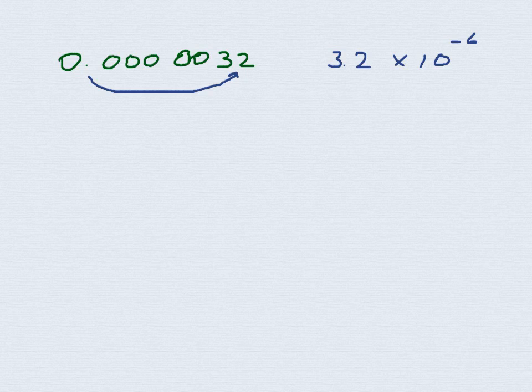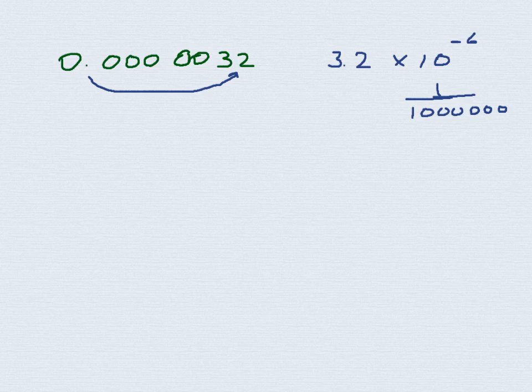10 to the negative 6 is basically the same as dividing by 6 factors of 10, which is 1,000,000. On your calculator, if you take 3.2 and divide that by 1,000,000, you're going to get the same number that you had in the first place, 0.0000032. So whenever you have a number that's very small, less than 1, your scientific notation answer will always have a negative exponent. All the previous examples had positive exponents.